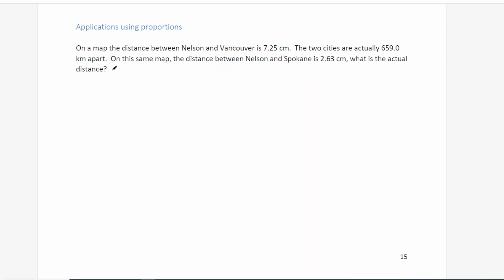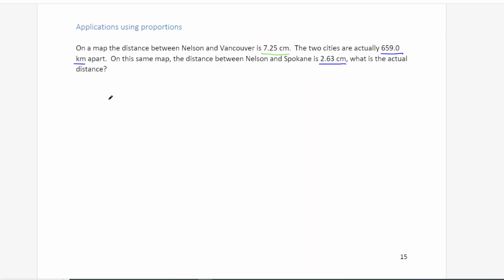maps first. So for example, on a map, if the distance between Nelson and Vancouver is 7.25 centimeters, and the two cities are actually 659 kilometers apart, if on the same map, the distance between Nelson and Spokane is 2.63 centimeters, what's the actual distance? What's happening here is they're setting up a ratio. So a ratio of actual distance to measured distance. And then you're going to have 2 equal ratios that you can use to solve for an unknown.